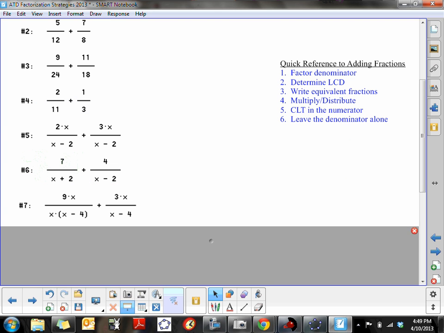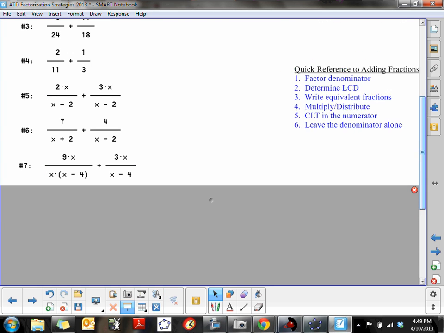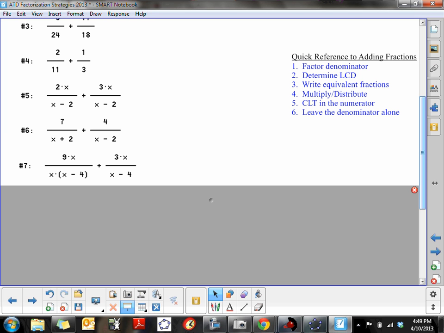Okay, another example, number 7. Factor the denominators. They already are. Determine the least common denominator. Okay, in order to determine the least common denominator, I'm going to compare these two denominators. What things do they have in common?